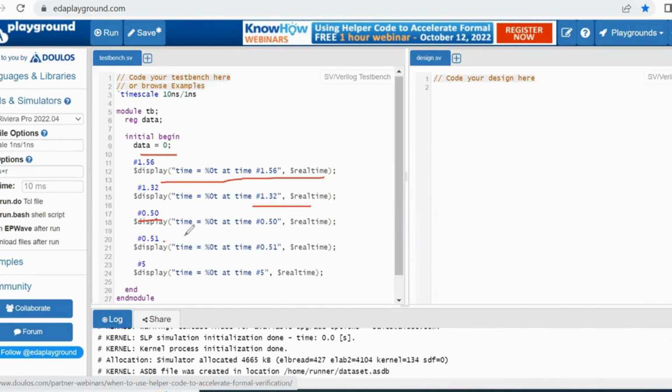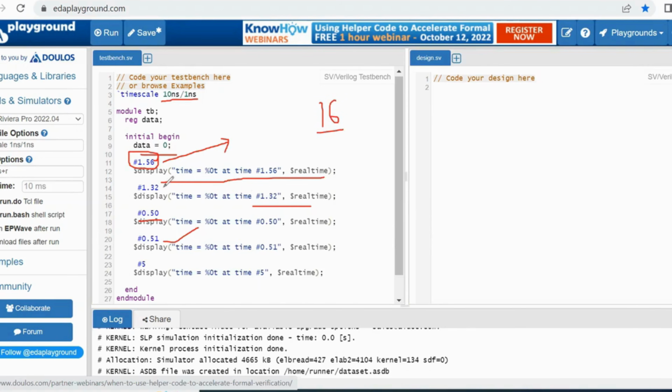And next #0.51, what is the delay? Here the time unit is 10 nanoseconds, so 10 by 1 is nothing but 10. This 10 will be multiplied with the delay value. So 1.56 into 10 is 15.6, which is rounded off to the integer value 16, right?